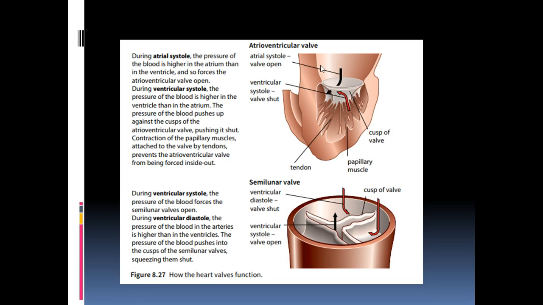Basically, bi means two and tri means three. And cuspid means cusp, right? Cusp, or in other words, we can also call it flaps. So bicuspid means a valve with two flaps, while tricuspid means a valve with three flaps. Okay, and you can actually see the flaps here.